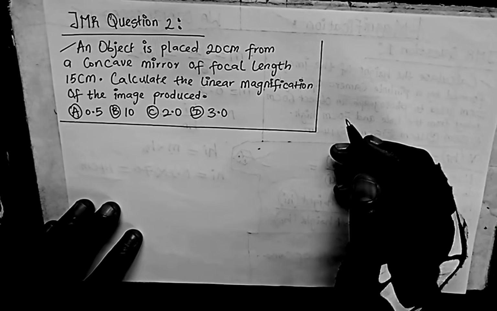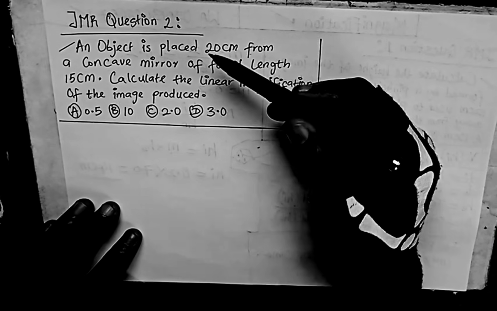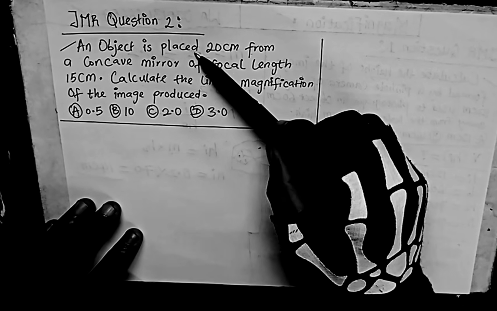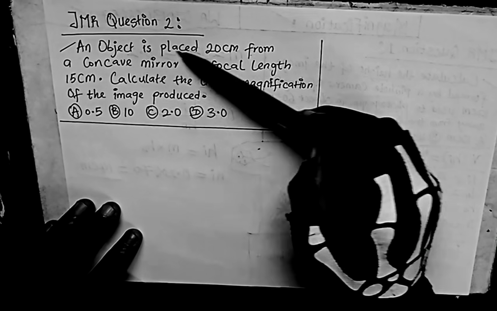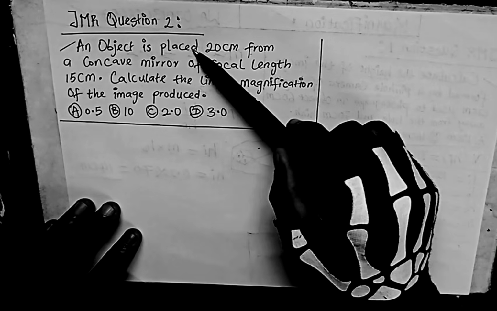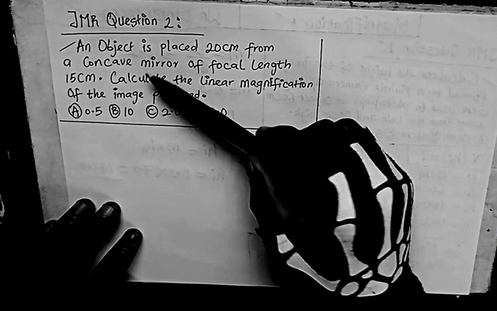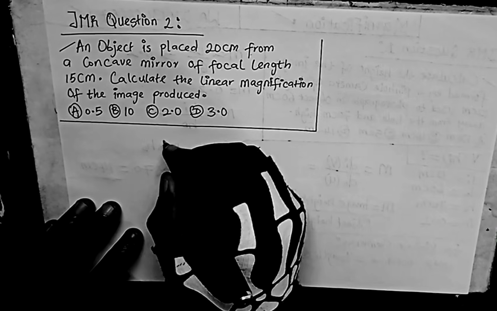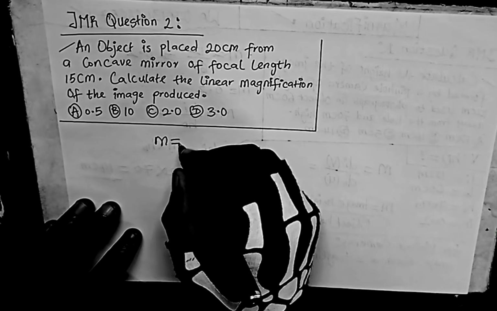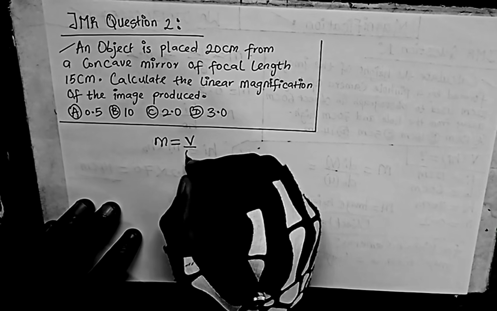And what is the formula of magnification? You know there are two formulas, but we write out the formula according to what they give us here. An object is placed 20 centimeters from a concave mirror. This tells us that this is the object distance, so it is the distance formula we will use. So for magnification, the formula is M is equal to V, the image distance, over U, the object distance.